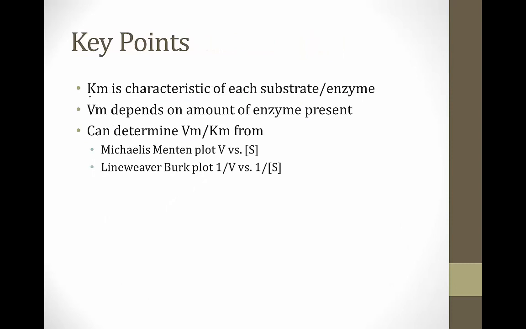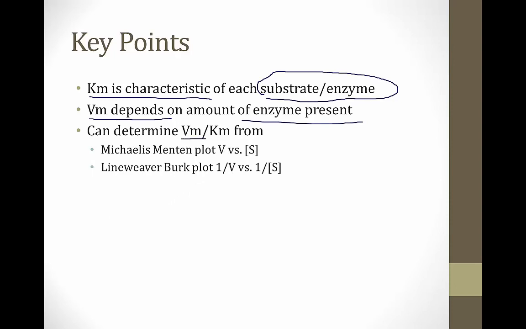Km, the Michaelis constant, is a characteristic of each substrate or enzyme complex and how much affinity they have for one another. The Vmax depends on the amount of enzyme present, and we talked about how you can determine Vmax and Km from a Michaelis Menten plot of the velocity on the y-axis versus S on the x-axis. And now what we're going to do for the last few slides is talk about an alternative to the Michaelis Menten plot for finding Vmax and Km, and that's called a Lineweaver Burk plot.